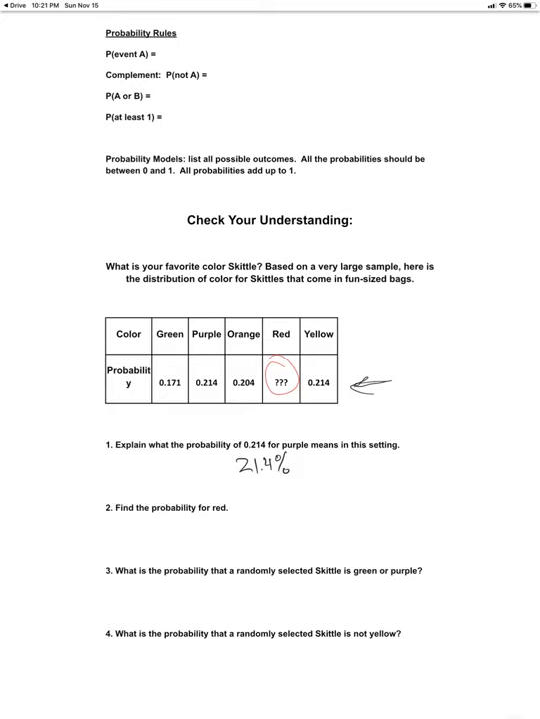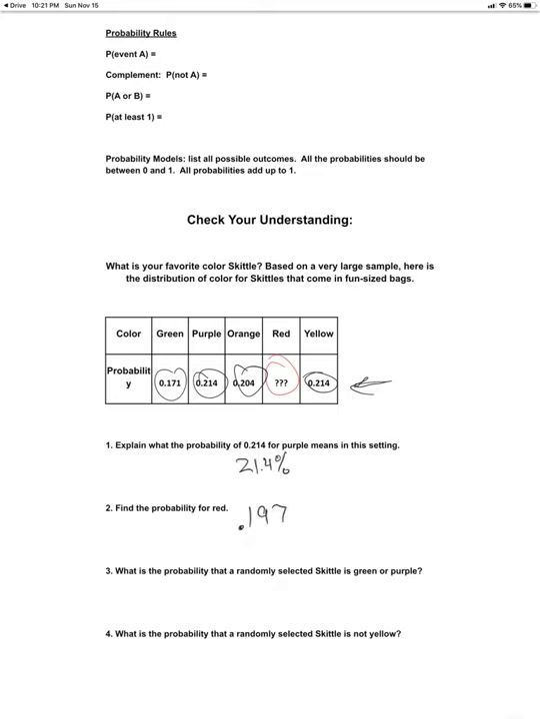Find the probability for red. Okay, well, red's missing. So how do we get that? All these should add up to 1. So take 1 minus each of these numbers, and that'll give you what the probability for red is. So let's go ahead and do that. 1 minus 0.171, and you should check me with your calculator, minus 0.214 minus 0.204 minus 0.214 again. And so that should be 0.197.